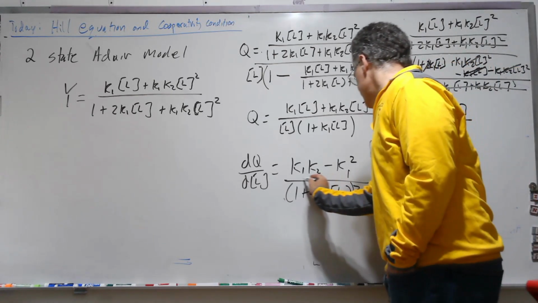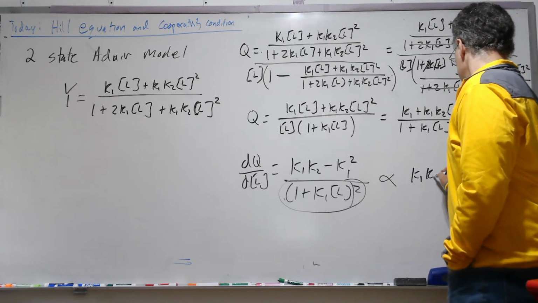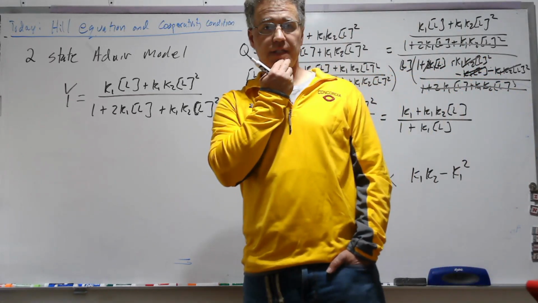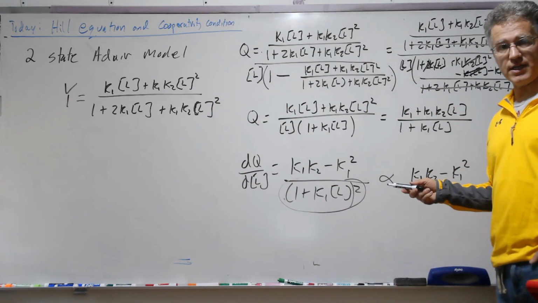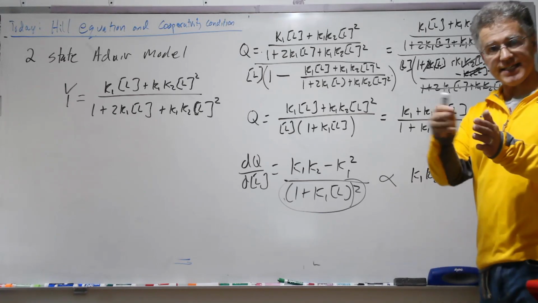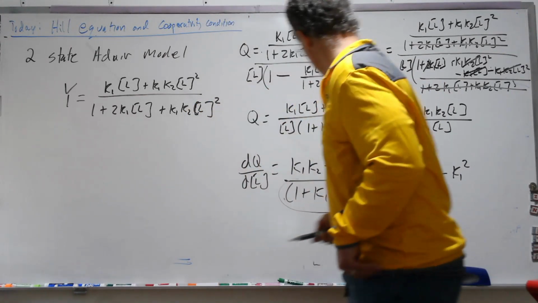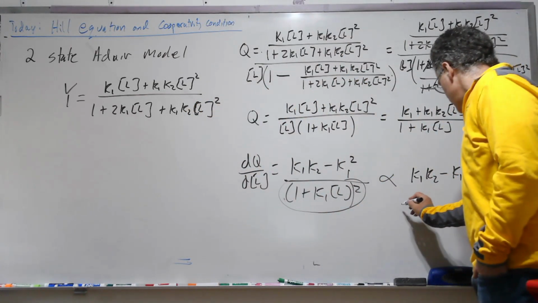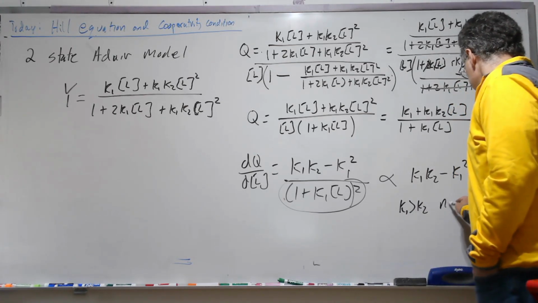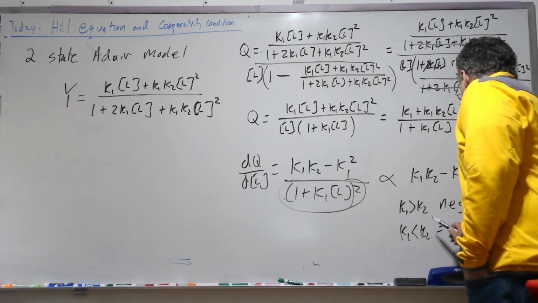Now, this is always positive, right? So this is proportional to K1 K2 minus K1 squared. And so this is what we were saying about the Adair model. If you go back and watch that video, if we have a sequence of Ks, if the Ks keep getting bigger, we have positive cooperativity. If the Ks keep getting smaller, we have negative cooperativity. Well, here we see it for the case of 2. If K1 is greater than K2, then this is going to be negative. And if K1 is less than K2, this is going to be positive.